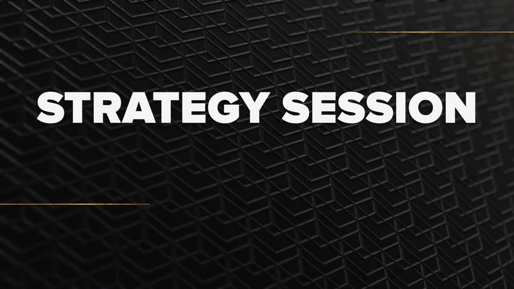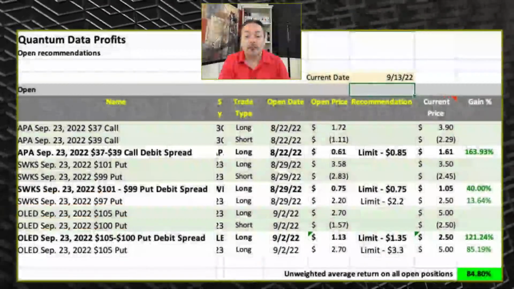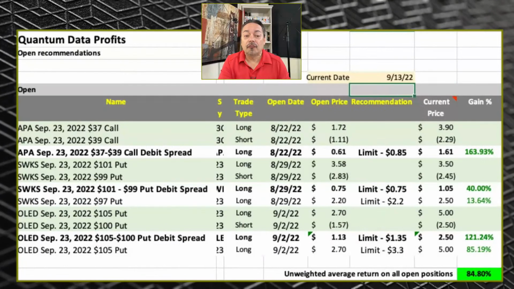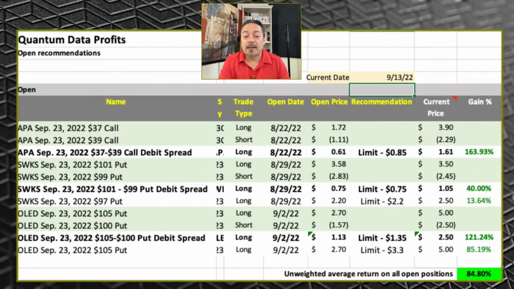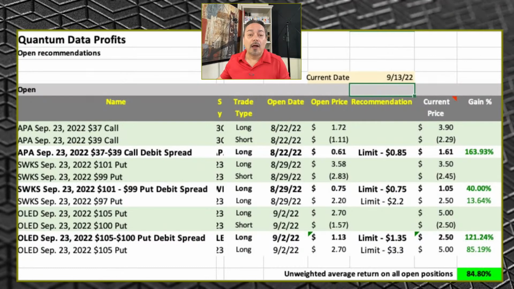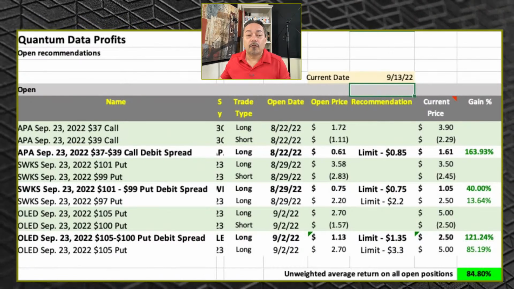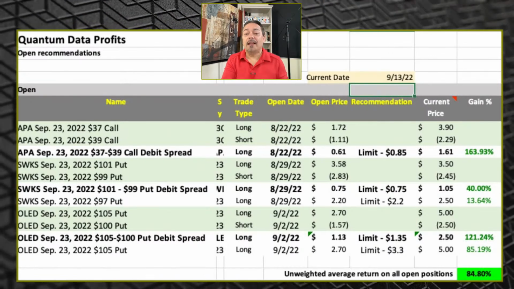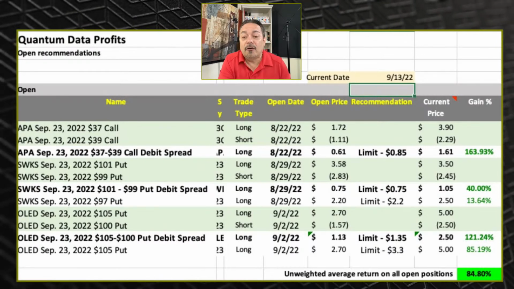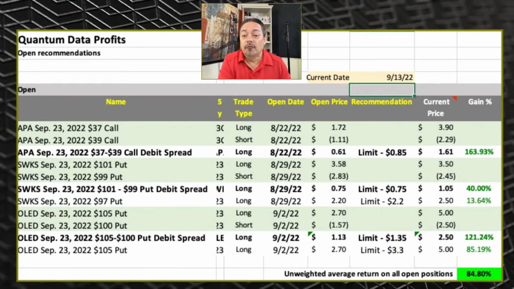So Eric, the first thing I want to do is show all the open positions we have right now, because we cleaned out a lot of trades recently, mostly winners. What's left over, I'm showing you as of today. This is our Quantum Data Profits open recommendations. As you can see there, we've got positions on APA, SWKS, and OLED. That's what we have going across the board. Look on the right-hand side. That's the gainers and or losers. I don't see any losers in there today.